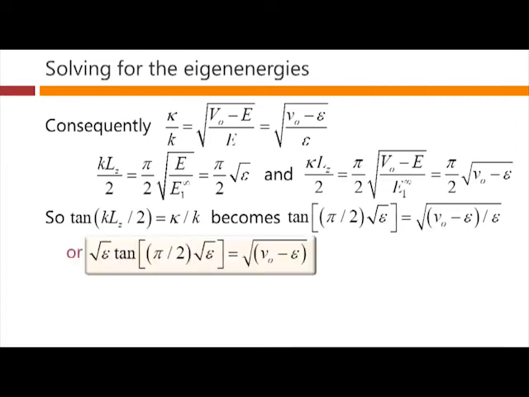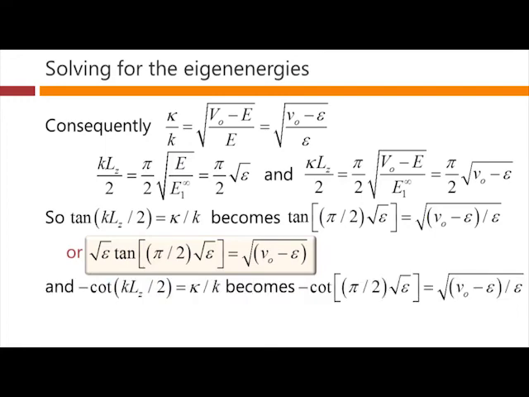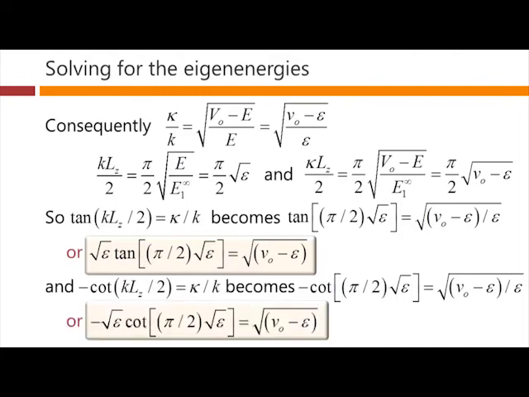Or we will rewrite that, for a reason that will become apparent quite soon, in the following form: taking the square root of epsilon over to the left-hand side and putting it in front of the tangent here, and leaving the square root of nu naught minus epsilon on the right. Similarly, for the cotangent condition, it will become just the square root of nu naught minus epsilon over epsilon on the right, and pi over 2 root epsilon inside the argument, or equivalently we can take that root epsilon over to the left here as well.